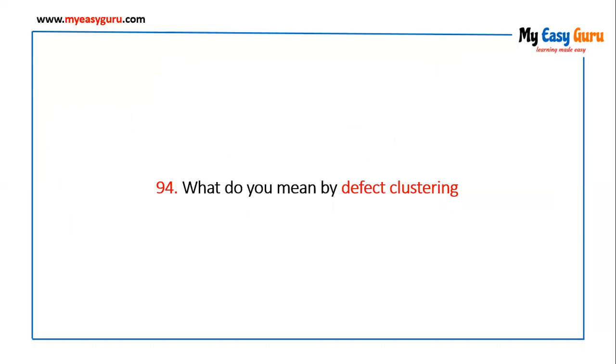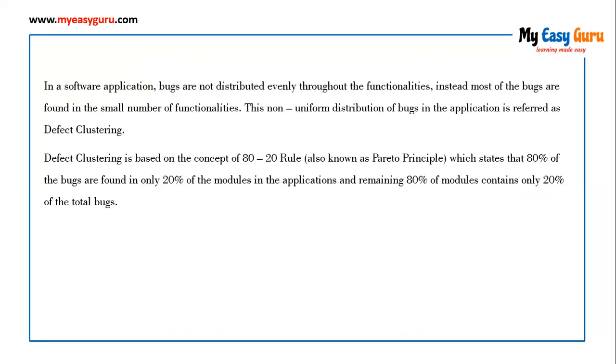Let's move forward to the next question. The next question is, what do you mean by defect clustering? In a software application, bugs are not distributed evenly throughout the functionalities. Instead, most of the bugs are found in a smaller number of functionalities. This non-uniform distribution of bugs in the application is referred to as defect clustering. This defect clustering is based on the concept of the 80-20 rule, which is also known as the Pareto principle.